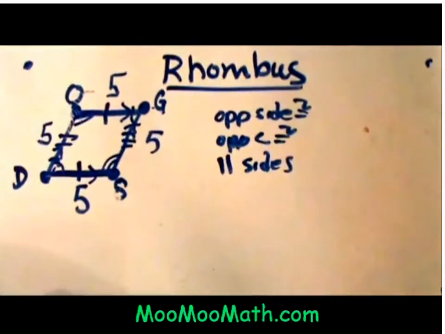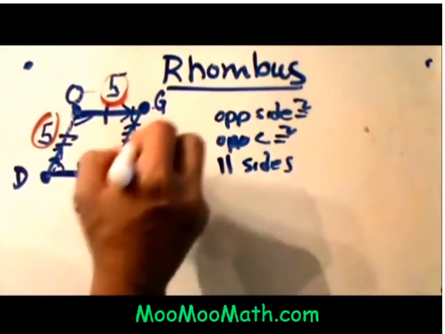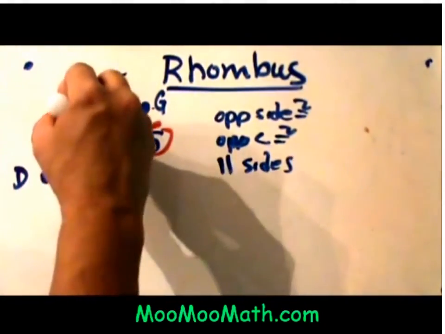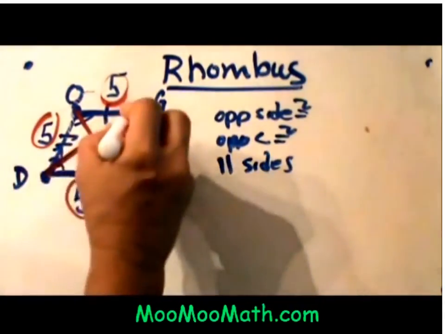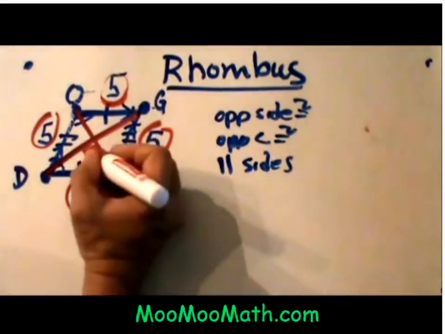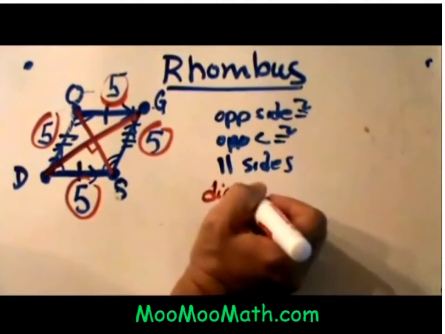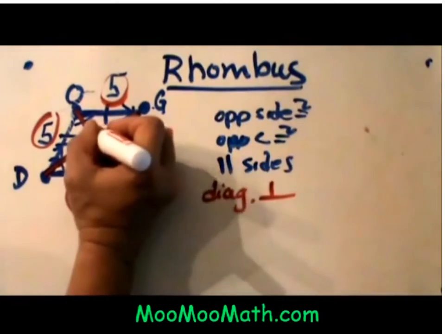Now what sets the rhombus apart, besides these four sides being congruent, is it also has a couple properties with the diagonals. Okay, I'm going to draw OS, that diagonal, and DG, that diagonal. Property: the diagonals are actually perpendicular. So the diagonals cross in the center and make four right angles.